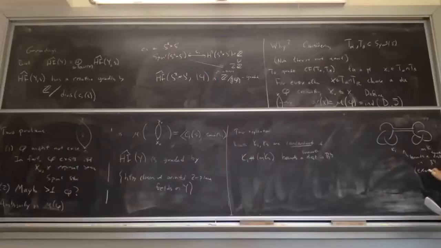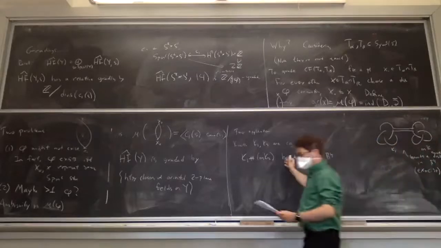Exercise. I mean, actual exercise if you haven't seen this stuff before. So this is a statement that anything is concordant to itself. Okay, that K1 is concordant to K1. This is an equivalence relation, so that's good.